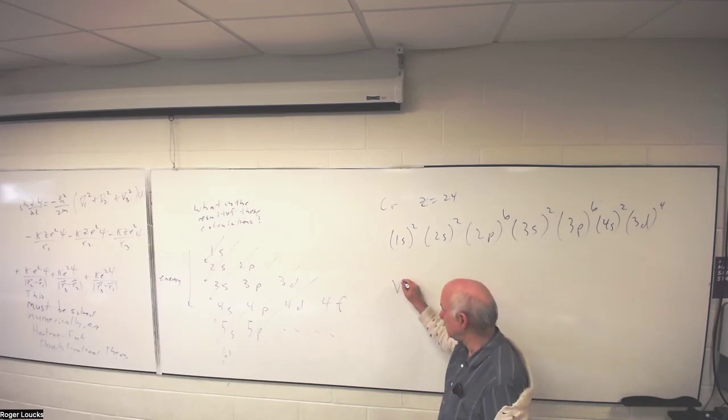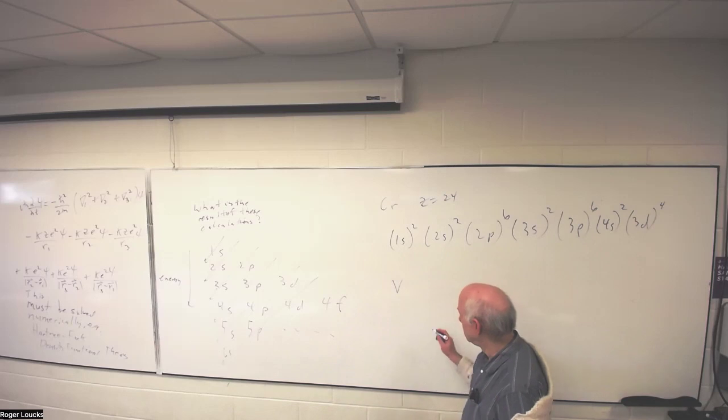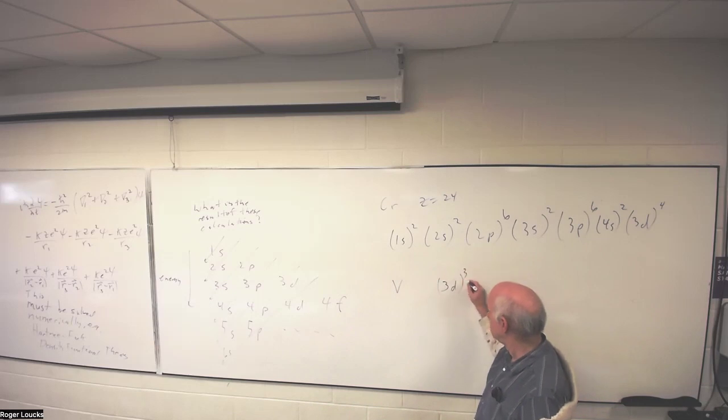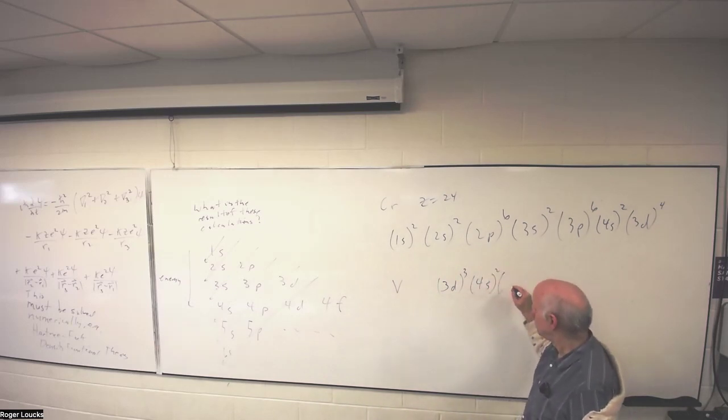Right, hang on, you have Nate, is that V? Yeah. Okay, and you have how much? 3 in the 3D, and then 2 in the 4S. So that jumps up to chromium, where the electron switches from the S into the D. Okay, so this is vanadium.